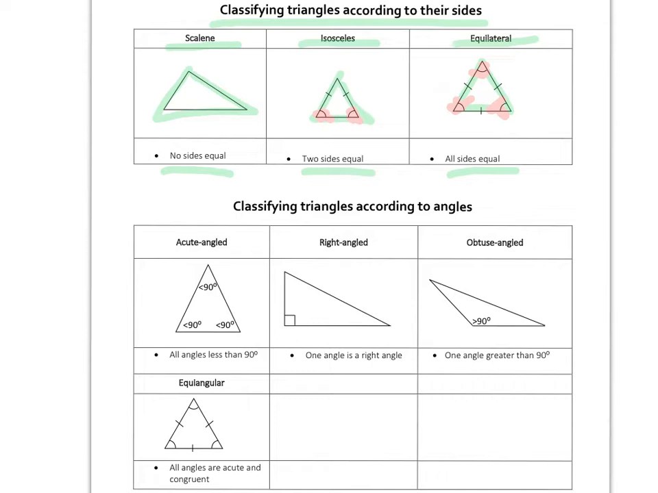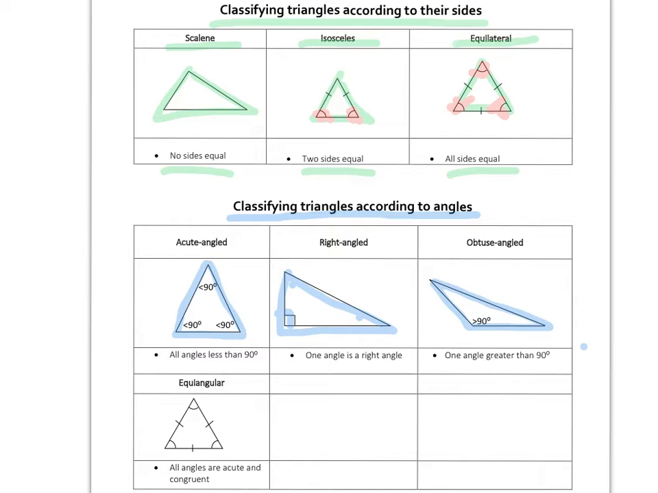Now if we classify a triangle according to its angles, we're going to see that you get an acute angle triangle, a right angle triangle, and an obtuse angle triangle. In an acute angle triangle, all of the angles must be less than 90 degrees, and the other triangles, we name them according to the biggest angle. So although these have two acute angles, the biggest angle is a right angle. So this is called a right angle triangle.